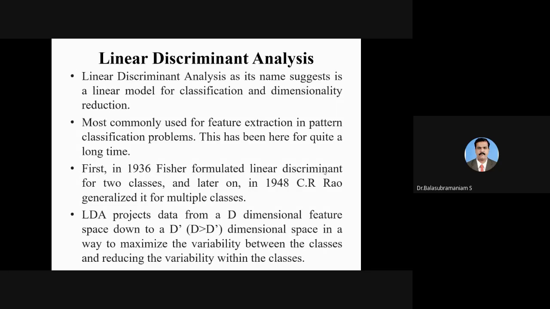What the linear discriminant function does is project the data from a d-dimensional feature space down to a d-dash dimensional space. We can use some other name, k, also. Initially the d-dimensional feature space has a high number of dimensions, for example 100 dimensions. It will project this data to d-dash, a lower dimensional space that consists of only 10 or 20 dimensions. So we are projecting 100 dimensions to 10 dimensions.